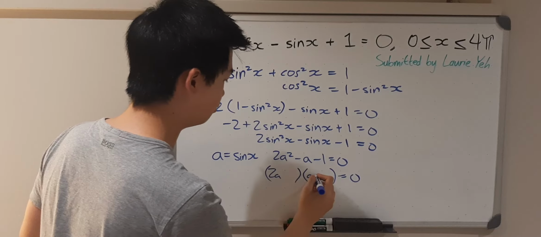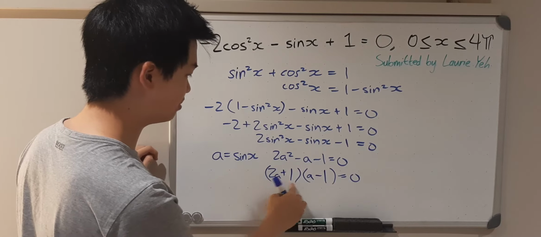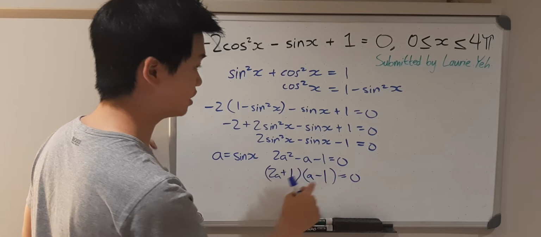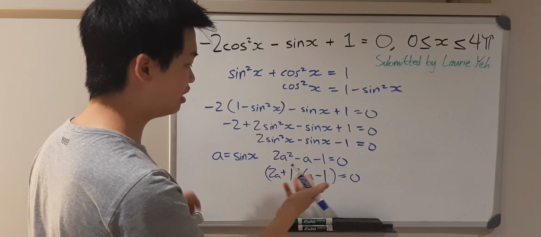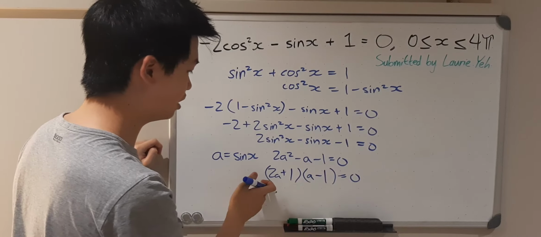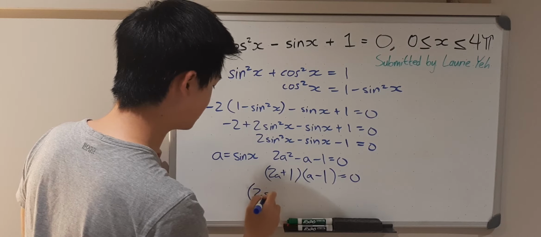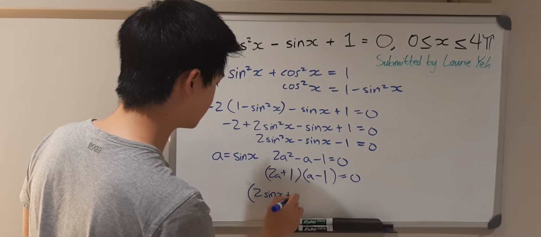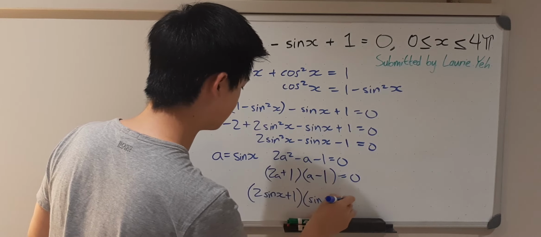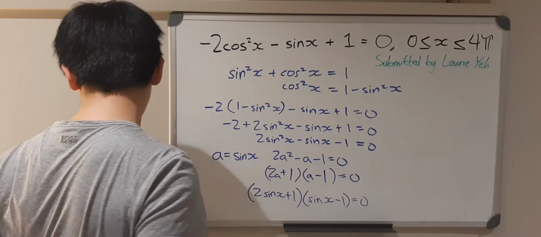So if we put a -1 here and a positive 1 here, then we can see that 1 times a is 1a, and 2a times -1 is -2a. That will result in -a, and then positive 1 times -1 is -1. So this is how we factor it. And now we can input sine x again. So 2 sine x plus 1, then sine x minus 1 equals 0. So that's the first step of this whole thing.